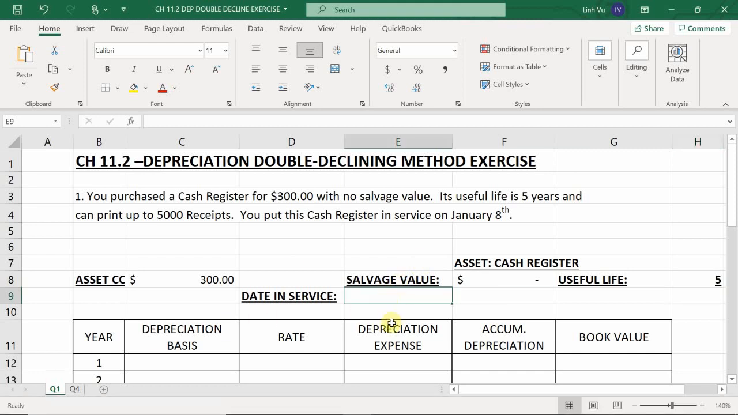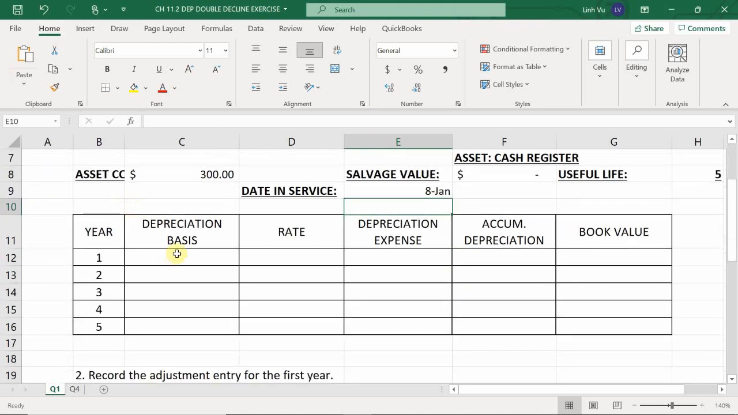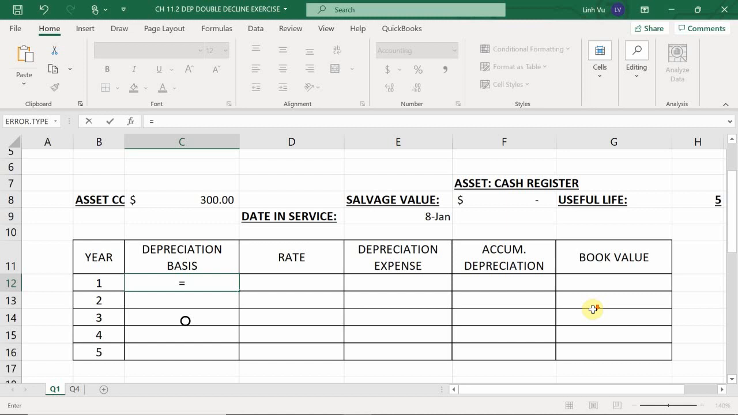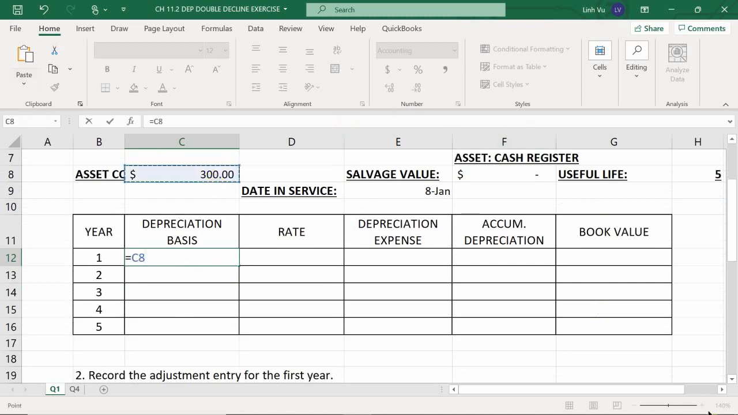And when did I place this asset into service? January 8th. So what does that tell me? A full year. You're going to depreciate it for a full year, right? If I'm assuming that I do depreciation at the end of the year, December 31st, and I'm depreciating as of January 8th, therefore I need to depreciate January all the way to December 31st. So that's exactly 12 months. So in this case, what is going to be my depreciation basis? $300, which is the beginning of the year's book value.